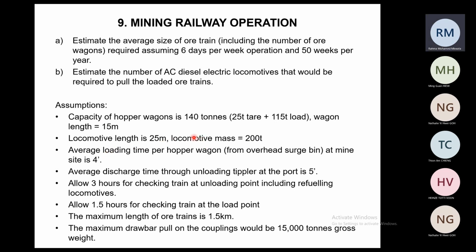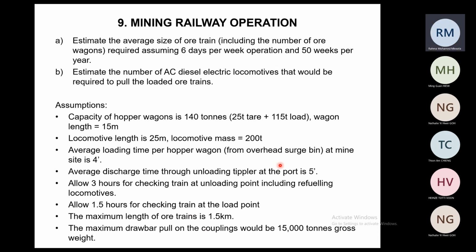These are the engines and these are the wagons. The average loading time per hopper wagon from the overhead surge bin at the mine is 4 minutes per wagon. The average discharge time through the unloading tippler at the port is 5 minutes per wagon. Allow 3 hours for checking the train at the unloading point, including refueling locomotives, and allow 1.5 hours for checking the train at the load point. The maximum length of the ore train is 1.5 kilometers, and the maximum draw bar pull on the couplings will be 15,000 tons gross weight.